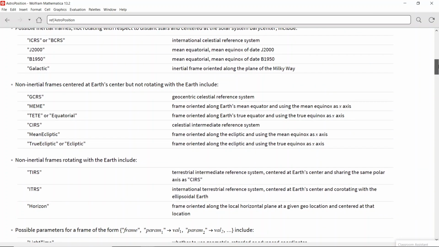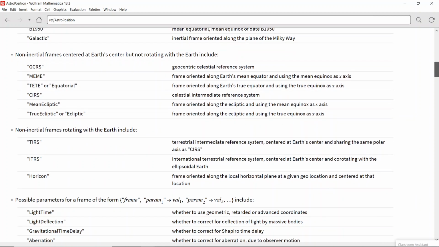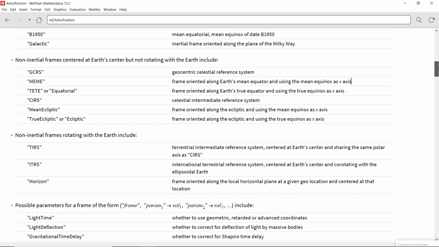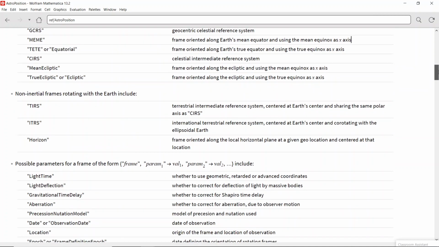Non-inertial reference frames rotating with the Earth include TIRS, Terrestrial Intermediate Reference System, centered at Earth center and sharing the same polar axes as CIRS; ITRS, International Terrestrial Reference System, centered at Earth center and co-rotating with the ellipsoidal Earth; and Horizon, frame oriented along the local horizontal plane at a given geolocation and centered at the location.